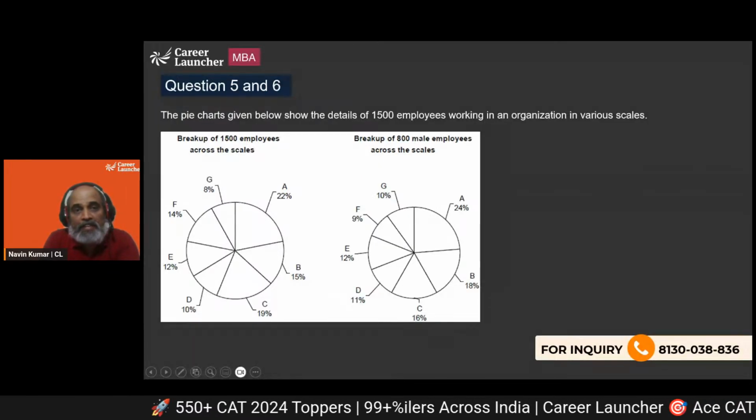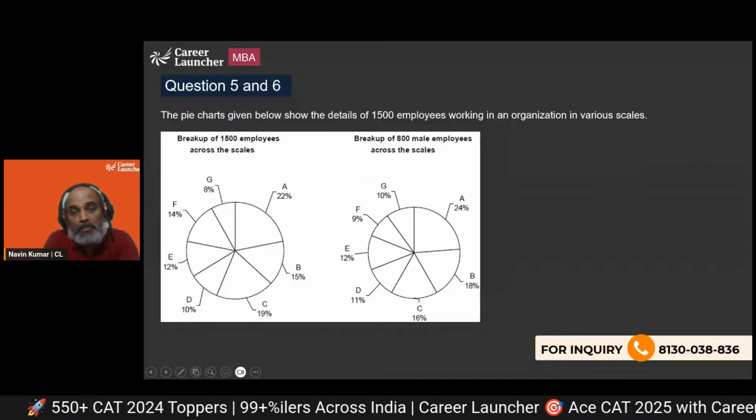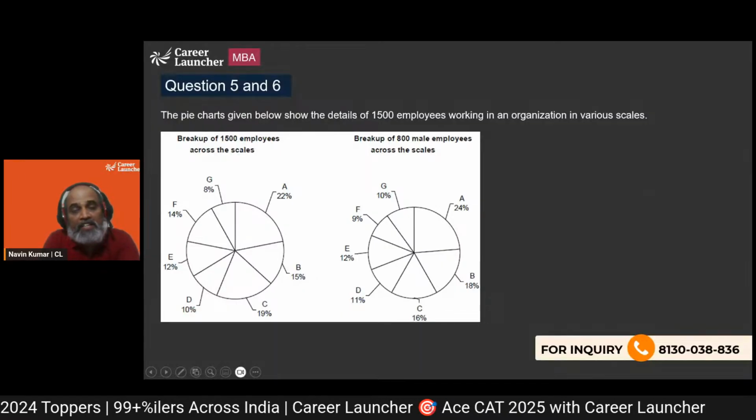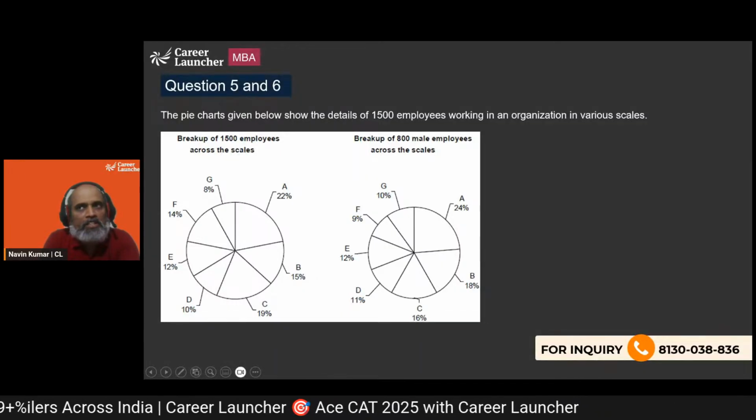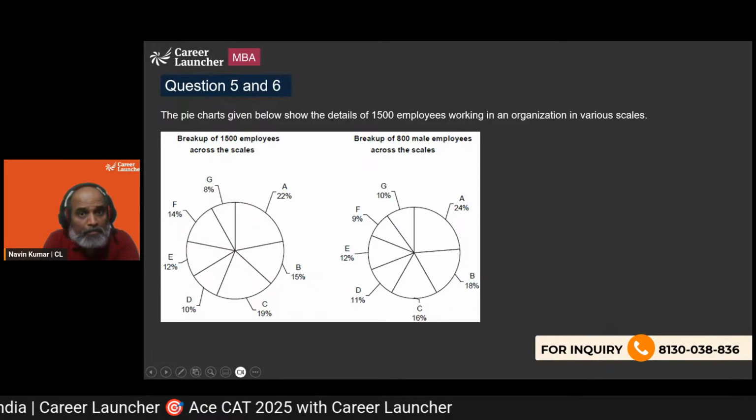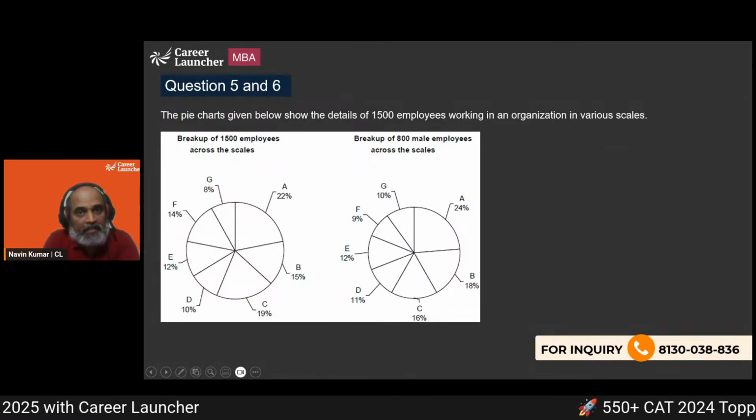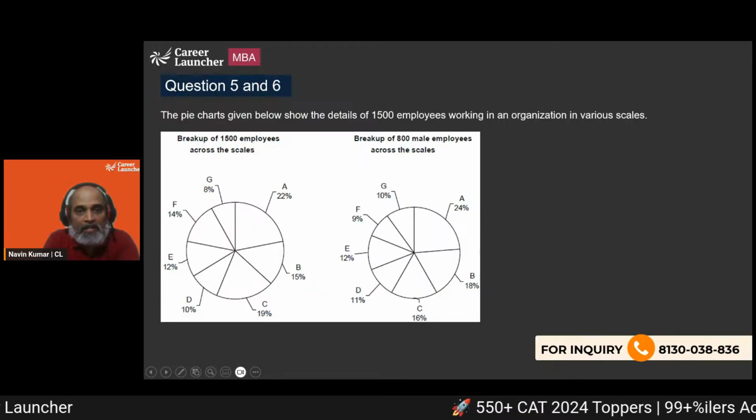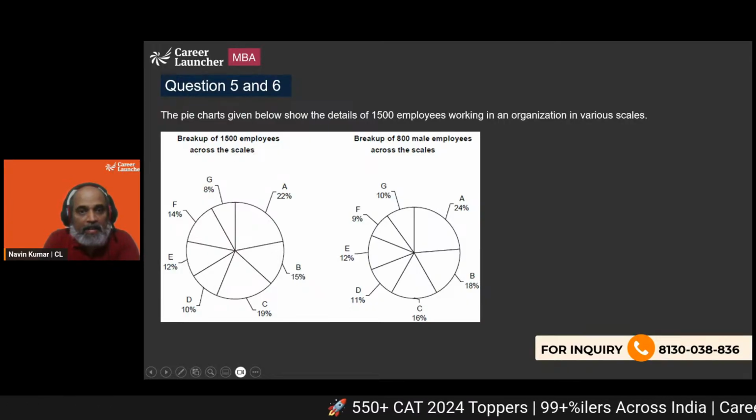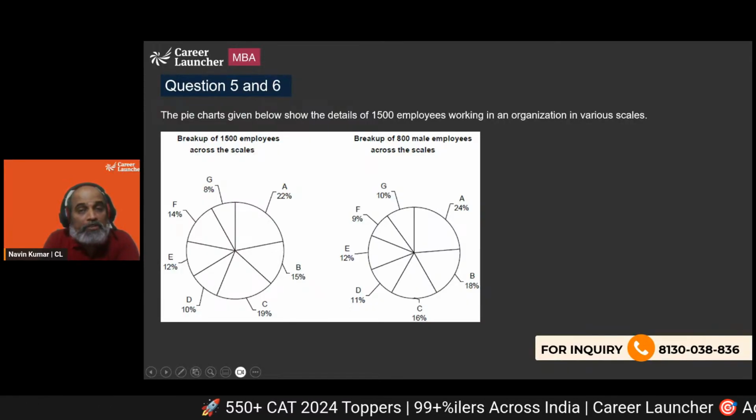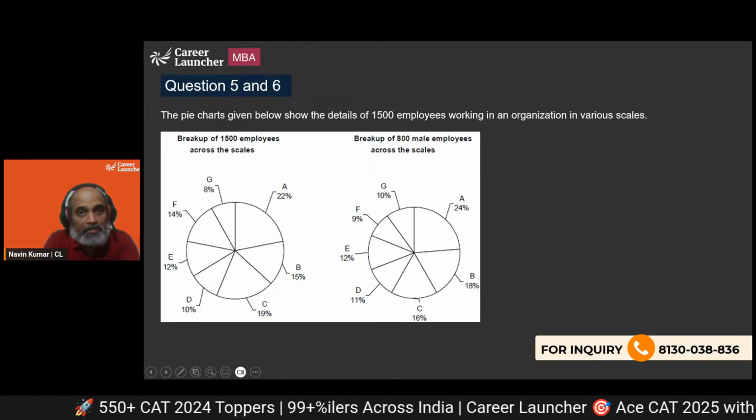And then it gives the breakup of 800 male employees. So out of 1,500, if we have 800 male employees, obviously the remaining 700 are female employees. If you look at male employees, 24% of 800 is A type. That's the largest. And F scale is 9% of the 800 male employees, right?